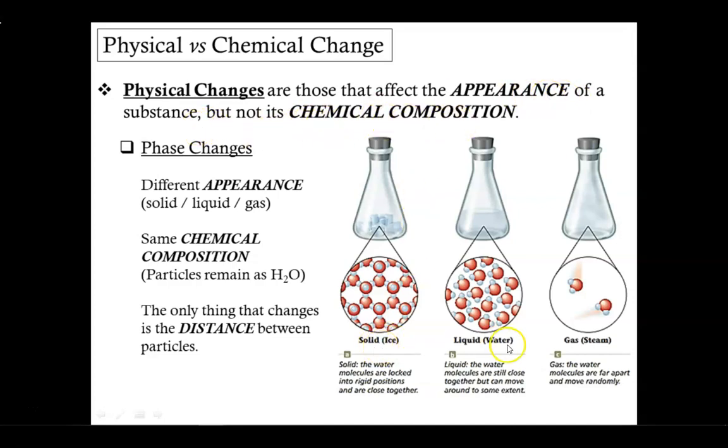So ice, liquid water, and steam look very different from each other. But in all three cases, we have the same particle, H2O, the water molecule. So they may look different physically, but chemically they are identical. So when we talk about phase changes, going from a solid to a liquid or liquid to gas or anywhere in between, we are talking about the same chemical composition. We're only changing the distance between the particles themselves. And so all phase changes are physical changes.